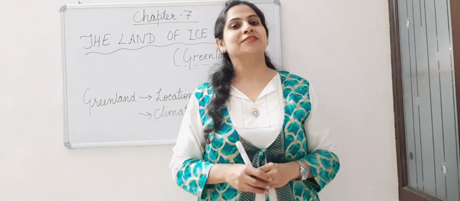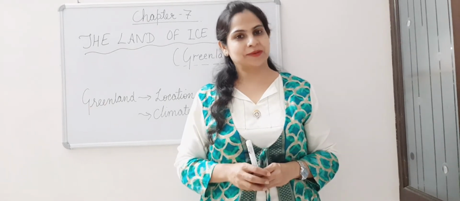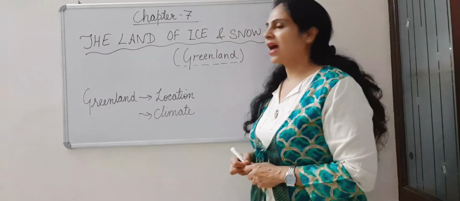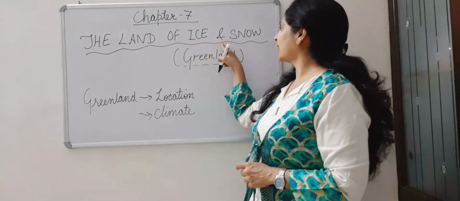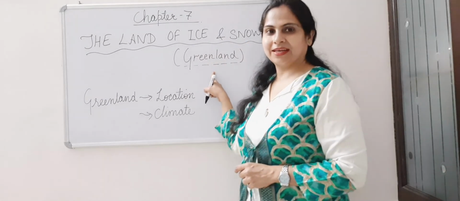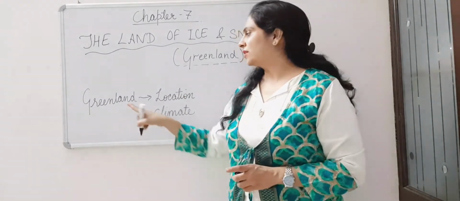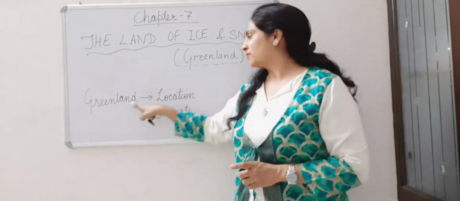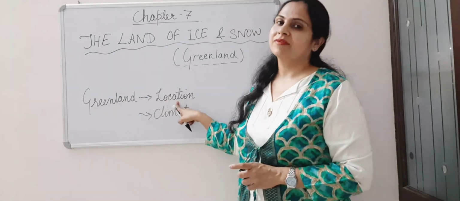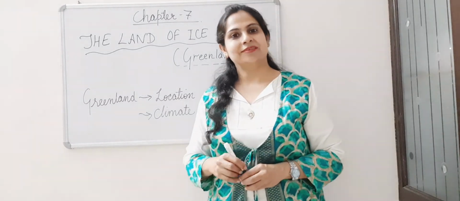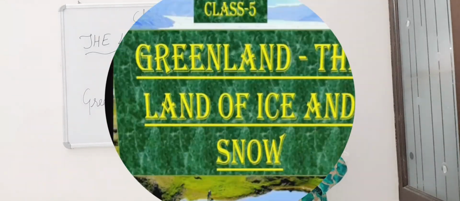Dear children, today we will start a new chapter of SST, that is chapter number 7, the land of ice and snow, that is Greenland. In today's video, we will cover what Greenland is, where it is located, and we will study about its climate. Now let's begin with the explanation.